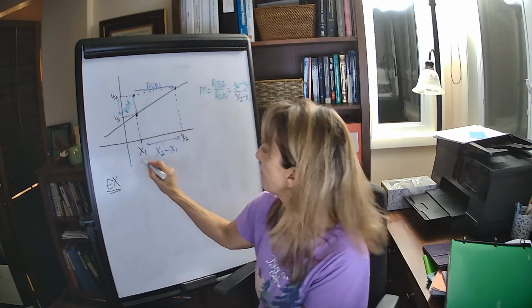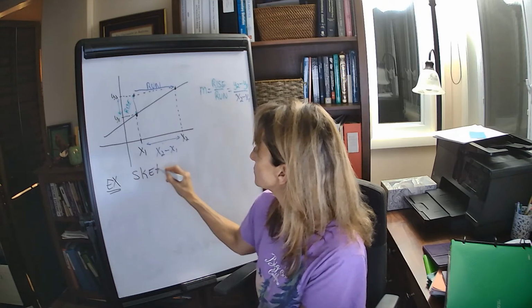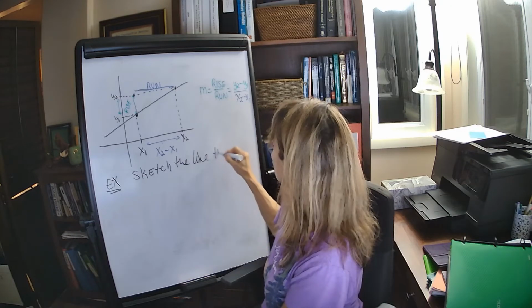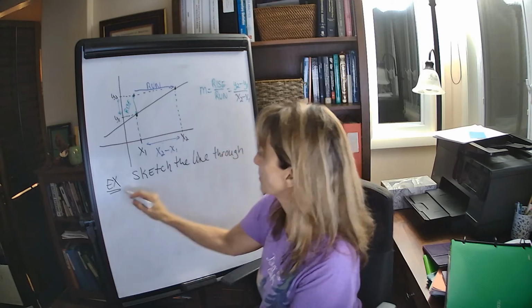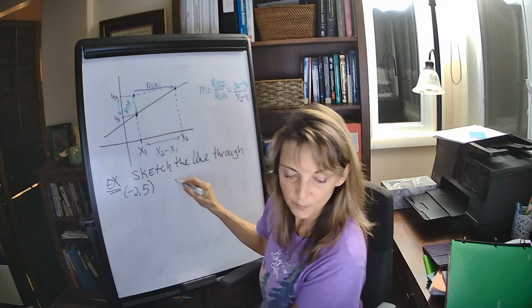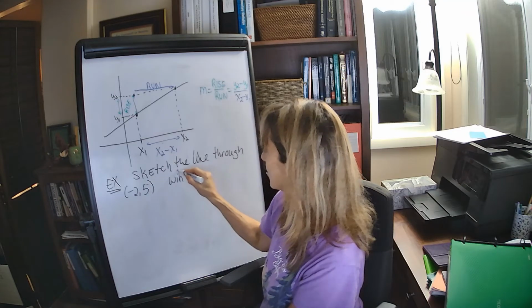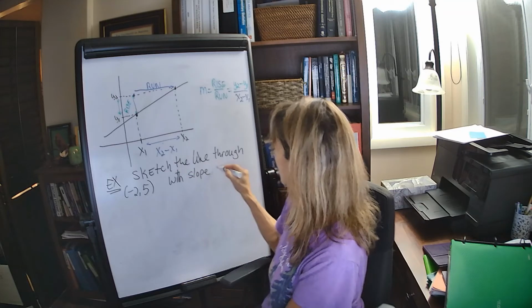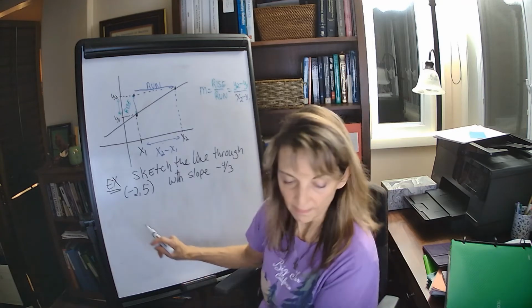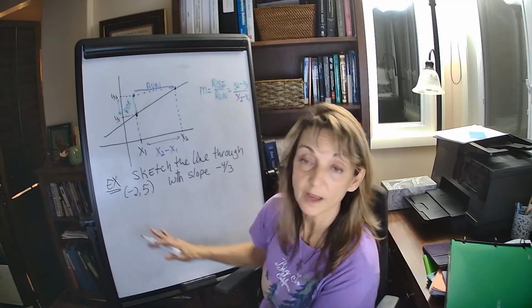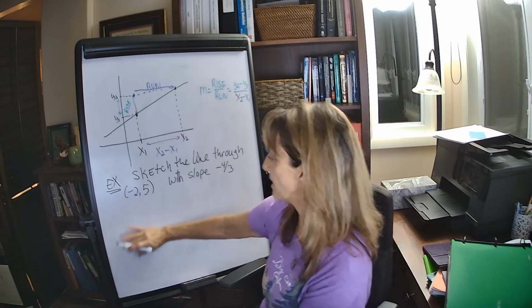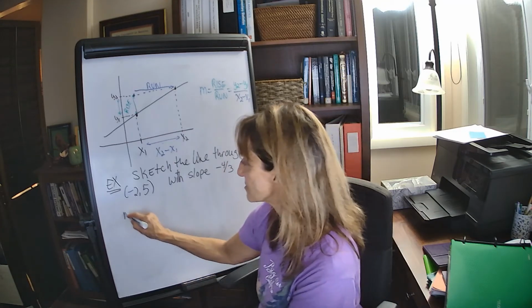We're going to sketch the line that passes through (-2, 5) with slope negative 4/3. Let's start with the slope, and then do a graph of this so we know what we're talking about.